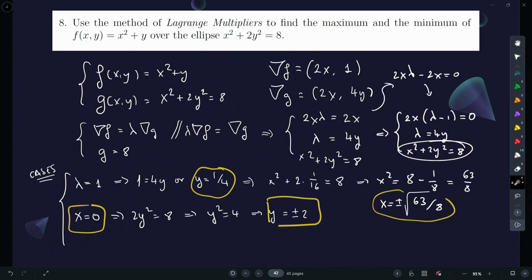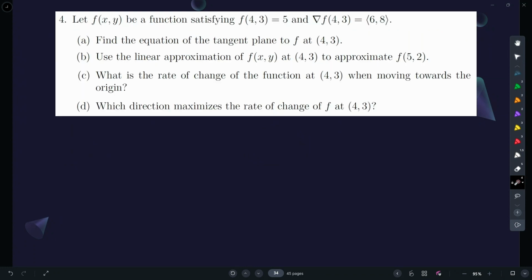All right, other problems. That's a good question. Did somebody else say 4? Do you want all of 4 or 4C in particular? Yes. All right, let's try to do 4C. I have a function, and they just give me the value at a point, and they give me the value of the gradient vector at one point. We're going to concentrate on C. What is the rate of change of the function at (4, 3) when moving towards the origin?